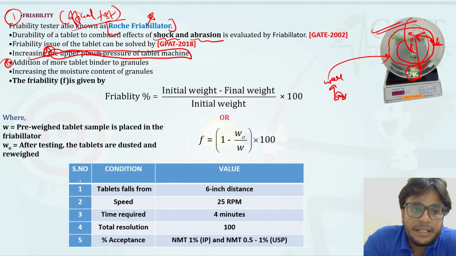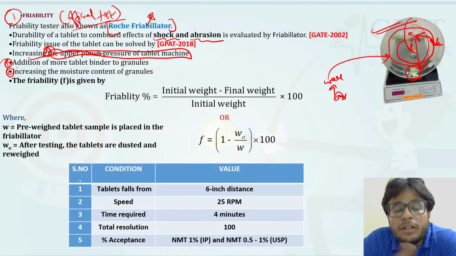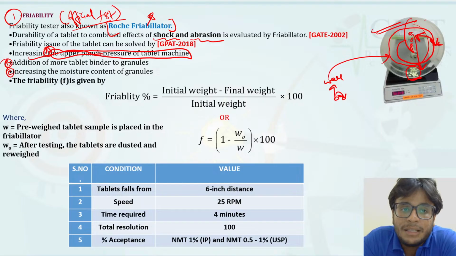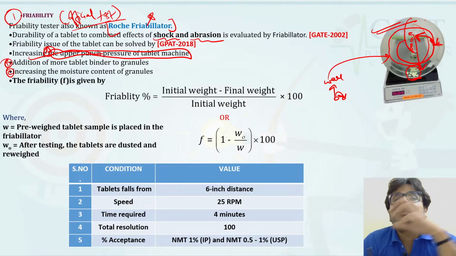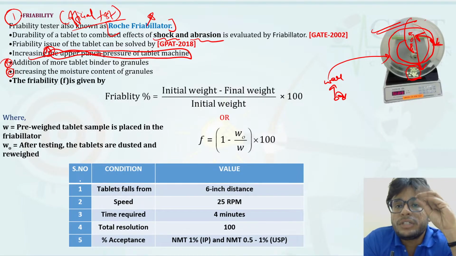We can also increase the moisture content of the tablet in order to reduce the friability, because the moisture directly or indirectly is also related to increasing the cohesion force between the granules and overall increasing the strength of the tablet.